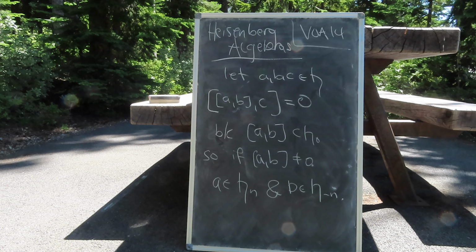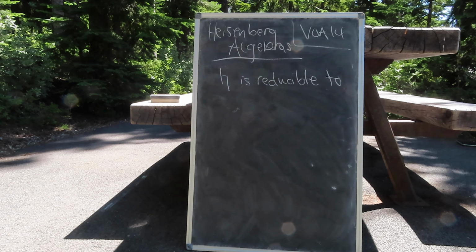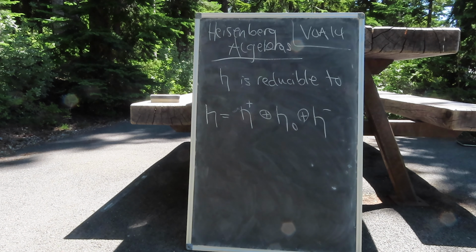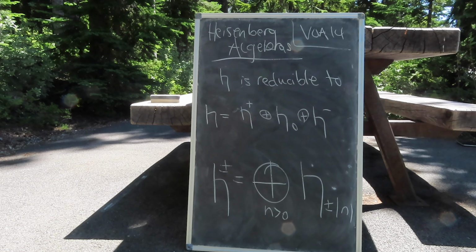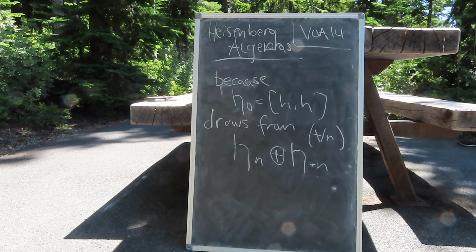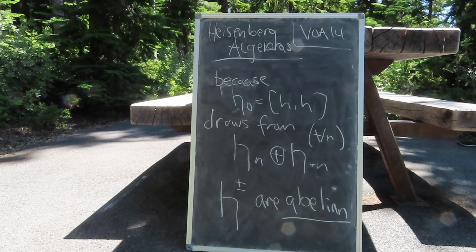Put differently, the domain of non-vanishing brackets can be modeled as the direct sum of H_n plus H_{-n} for any integer n. Now, from these considerations, we see that the Heisenberg algebra H is reducible into three subspaces, H_+, H_0, and H_-, where H_+ or H_- are the direct sums over the relevant graded subspaces of positive or negative degrees, respectively. Because the commutator subalgebra draws from subspaces of H_n plus H_{-n}, we see that H_+ and H_- are both abelian.